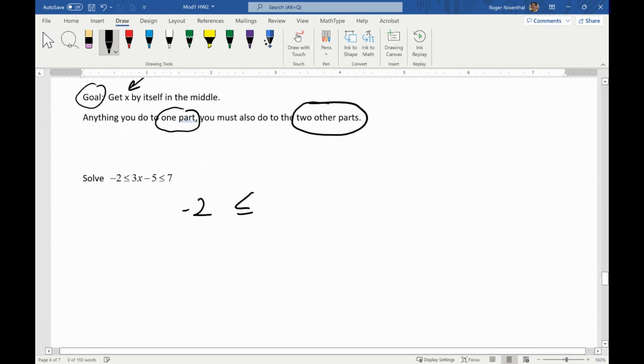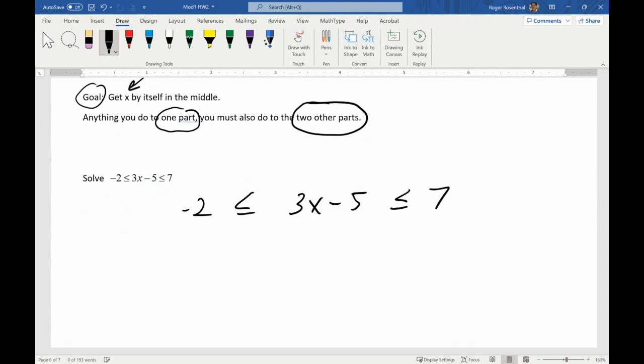We have negative 2 is less than or equal to 3x minus 5, which is less than or equal to 7. The best first step is to add 5 to everything.